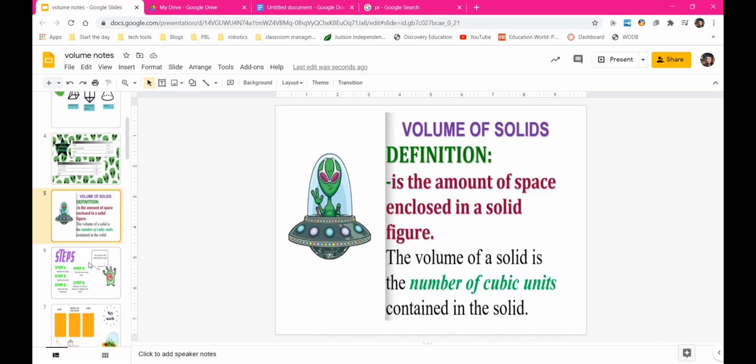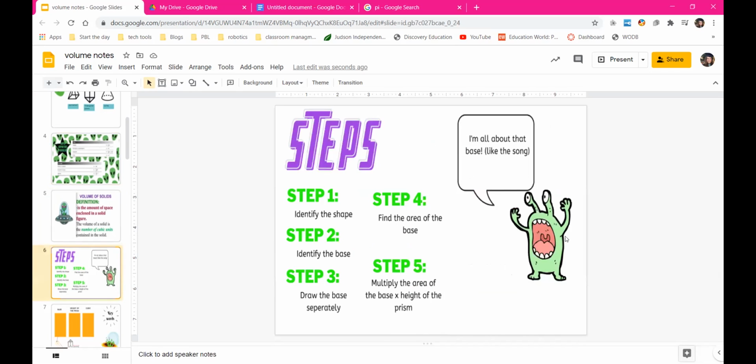Okay, slide number 6. So we have this little green alien guy here. It looks like he's screaming, but he's actually singing. So y'all know that song, All About That Bass? It's by Meghan Trainor. So finding volume is a lot like that. It's all about the bass.